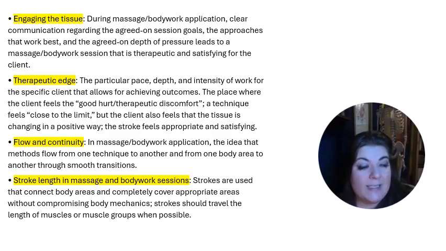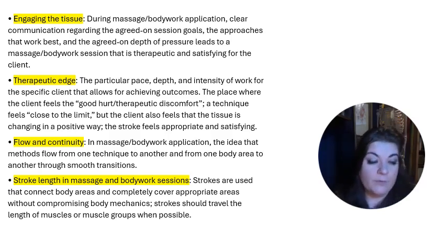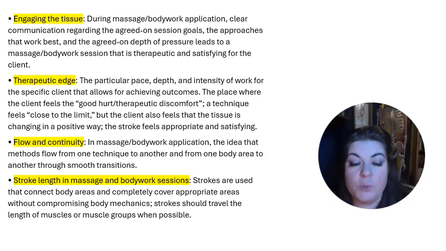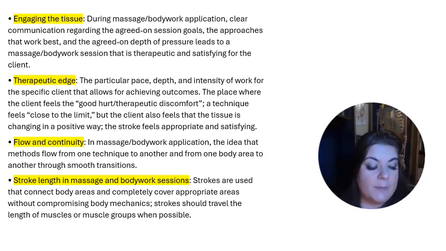Flow and continuity is the idea that methods flow from one technique to another, from one body area to another through smooth transitions. Like we finish with the lower leg, introduce the knee joint before moving up to the upper leg. Stroke length in massage and bodywork sessions is just how long are we going? Are we traveling the full length of the muscle and muscle groups, which we should always do when possible, so that we are working the entire area for a relaxing and complete working of an area rather than leaving them jarred and feeling half finished.